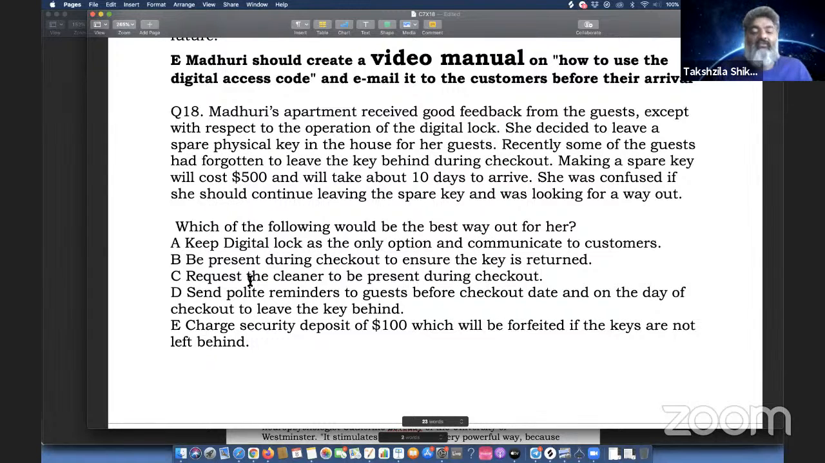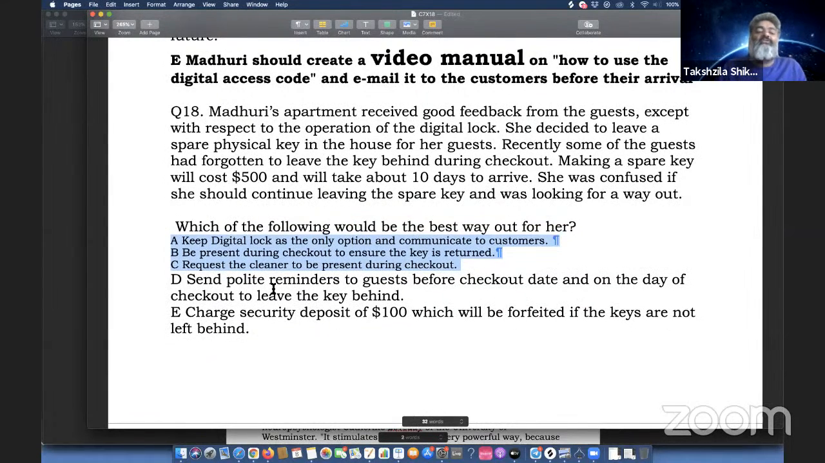So mostly between D and E. So I will eliminate the rest of the options for a second and look at only these two. D: send polite reminders to guests before the checkout date and on the day of checkout to leave the key behind. And E says charge a security deposit.